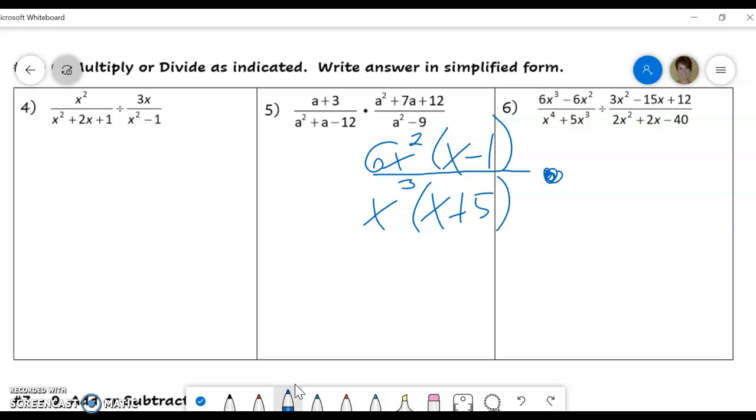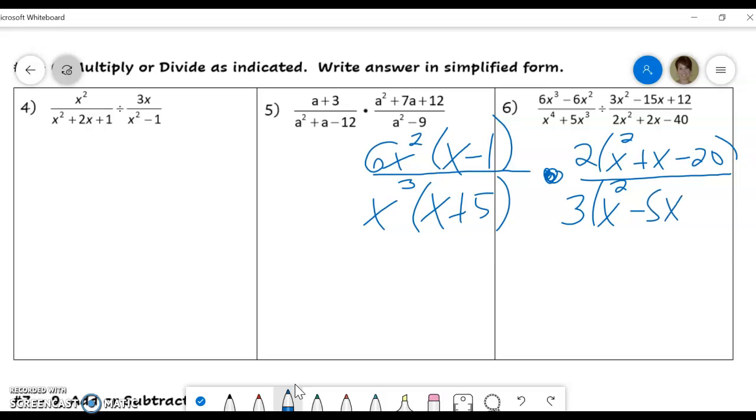Now let's multiply by the reciprocal. Now, the denominator was 2x squared plus 2x minus 40. That's going to go on the top, but I'm going to go ahead and factor out a GCF to kind of eliminate a lot of writing. So I have 2 times x squared plus x minus 20. And the denominator, which was the numerator, I can factor out a GCF of 3. So I'm left with 3 times the quantity of x squared minus 5x plus 4. Now I'm pretty sure we're going to have to do some more simplifying here.